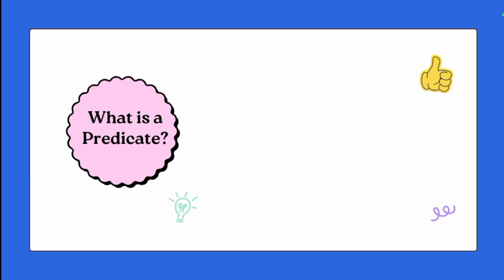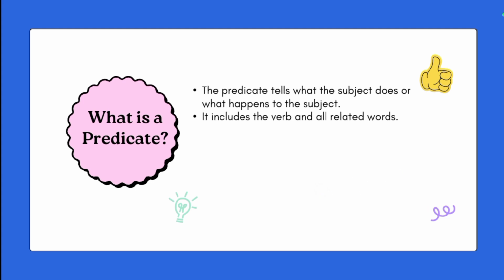So, let's see what a predicate is then. A predicate is that part of the sentence that tells us what the subject does or what happens to the subject. It includes a verb and all related words. A very easy way to understand what a predicate is: a predicate usually begins with the verb and then it takes along with it all the related words. Now here are some examples, the same examples which we had seen earlier.